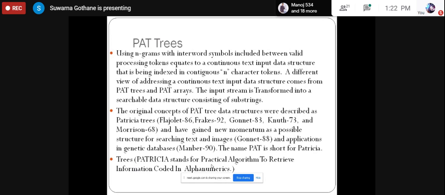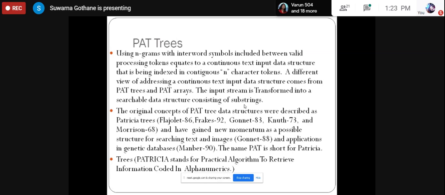So whatever the input string that you are giving, the text that you are entering or any image, it does understand or consider it by breaking it into the concept of substrings. Okay, it is going to obtain its substrings. So if the input is a text, look here. In pat trees or in pat array, the input string is transformed into a searchable data structure consisting of substrings. So your string is going to be further divided into substrings.